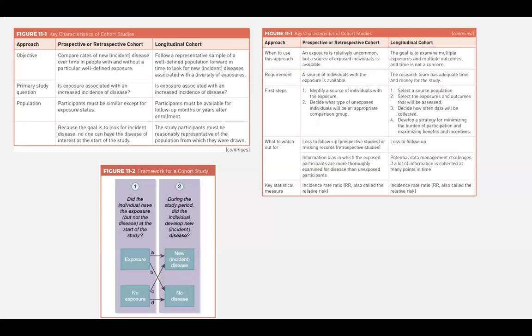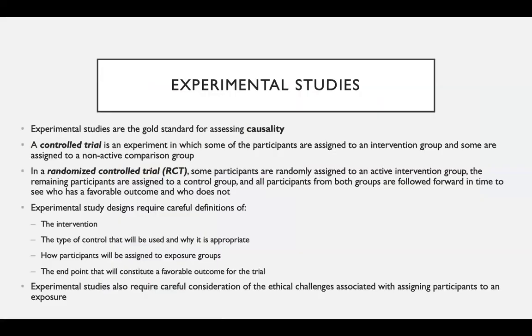The big thing with longitudinal cohort studies, again, is going to be loss of follow-up. Since we are looking at new cases of disease, we will be able to calculate incidence ratio or relative risk. So that's going to be the main statistical measure we'll be focusing on.